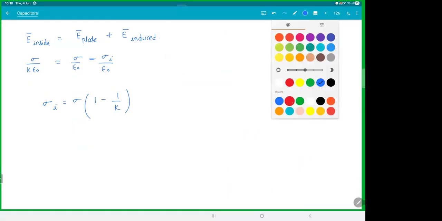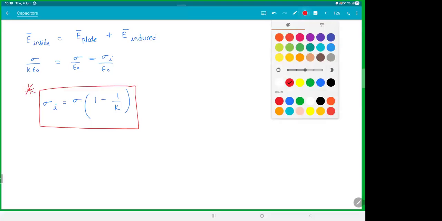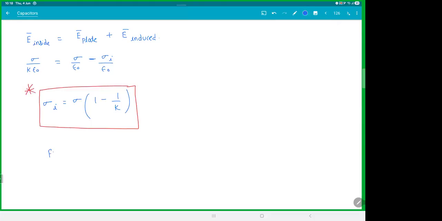This is the induced charge. So whenever you keep a dielectric in front of a plate, you won't get equal and opposite charge. You'll get these induced charges. I'll show you an example. For a conductor, K is infinity. Then sigma induced will be equal to sigma. So that's the reason you'll get equal and opposite.